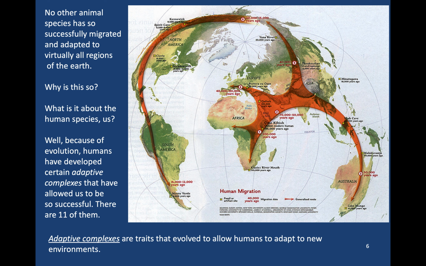The reason is that we have adapted and evolved these adaptive complexes, which you read about in the reading Characteristics of Man as an Animal. And there's the definition at the bottom of the screen for adaptive complexes. These are traits that have allowed us to adapt to new environments. By the way, there are not 11 of them. There are actually 13 of them.